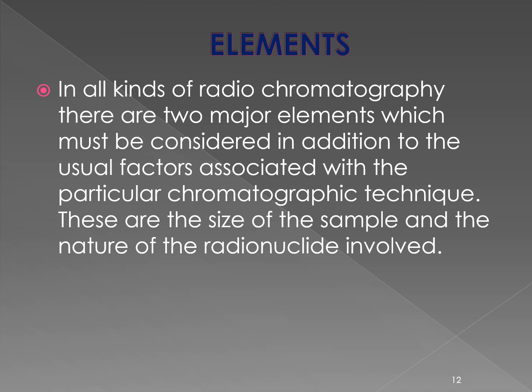Now we will discuss the elements of radiochromatography. In all kinds of radiochromatography, there are two major elements which must be considered in addition to the usual factors associated with the particular chromatographic technique. These are the size of the sample and the nature of the radionuclide involved. So basically in radiochromatography, we deal with the size of the sample and the nature of the radionuclide being used in the chromatographic technique.